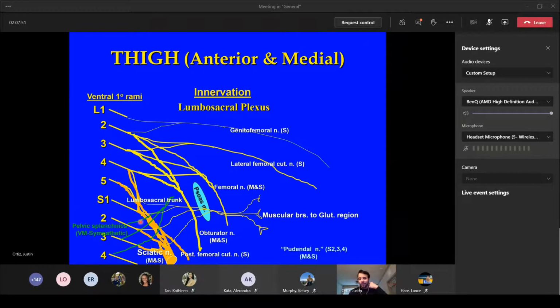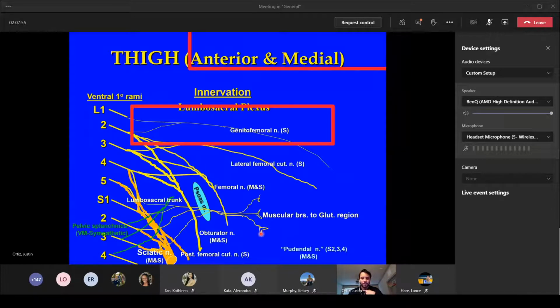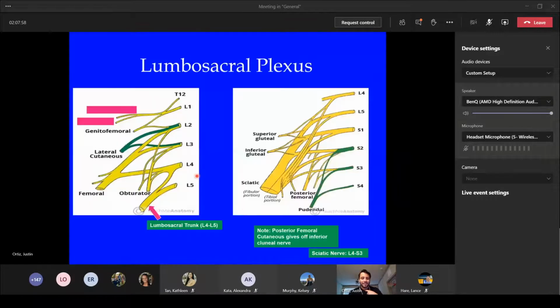This is just a lot of lines, but I would also note the branches, like genitofemoral, lateral cutaneous, femoral, obturator. I would note these branches as well. We talked about the superior gluteal and the inferior gluteal a lot in the last lecture. Are you seeing the lumbosacral plexus, or is it on the old slide? No, we see it. Oh, okay.